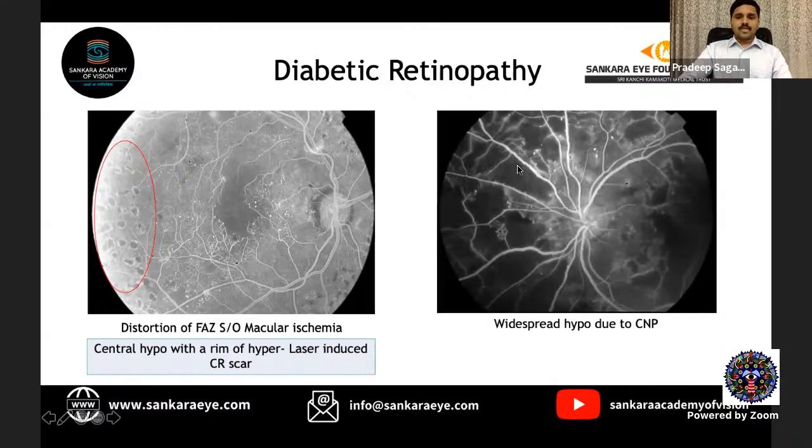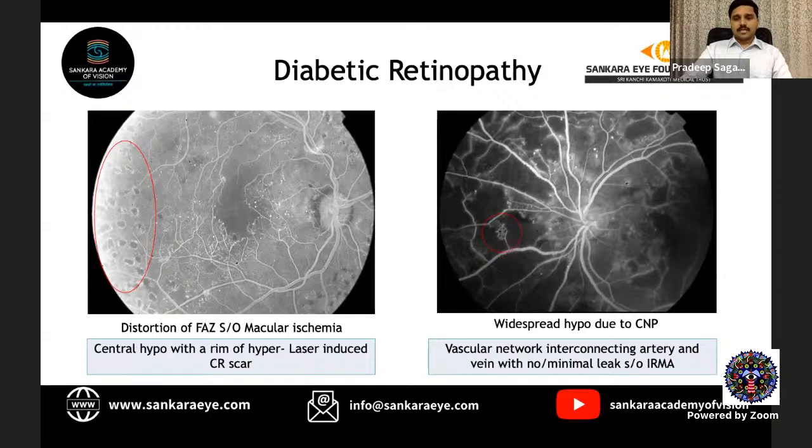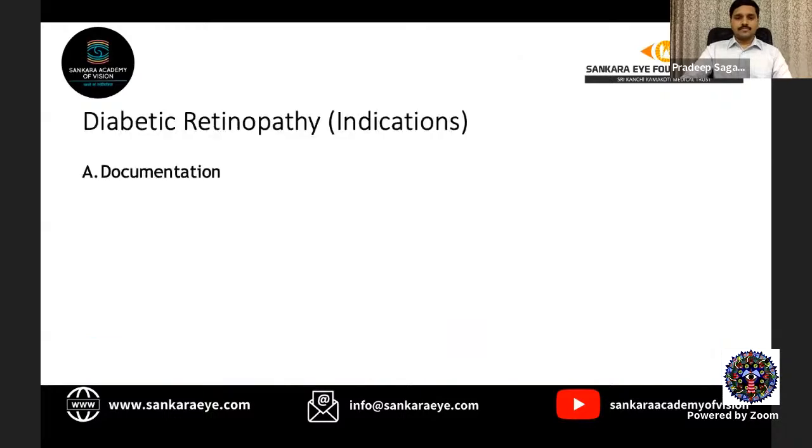In cases with proliferative diabetic retinopathy and severe non-proliferative diabetic retinopathy, we will be able to see the non-perfusion areas. As we can see, these are the areas of hypofluorescence corresponding to the non-perfusion areas. And here we can see that there is a vascular network which is connecting the artery and a vein, and it's not exhibiting significant leak. So it's an intraretinal microvascular abnormality. In contrast to neovascularization elsewhere, this is not crossing the major blood vessels. It doesn't have a profuse leak like neovascularization.